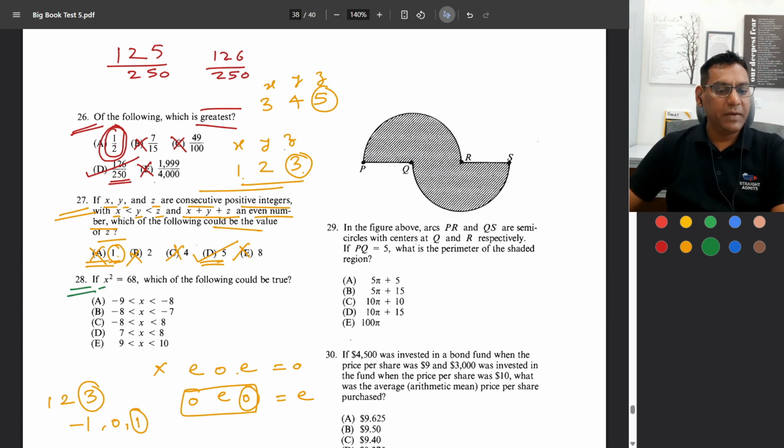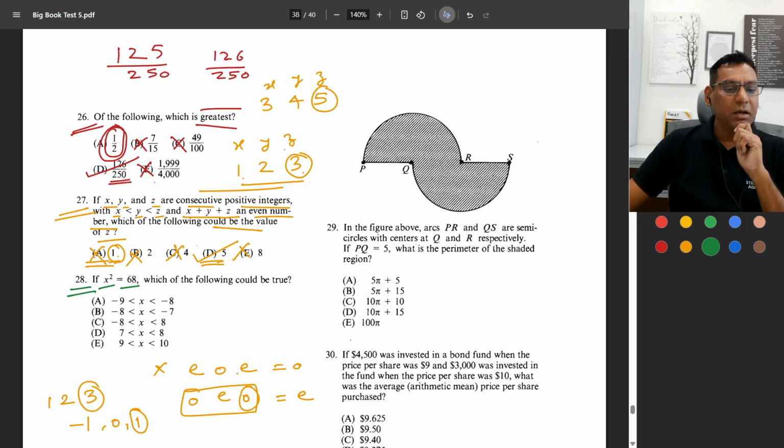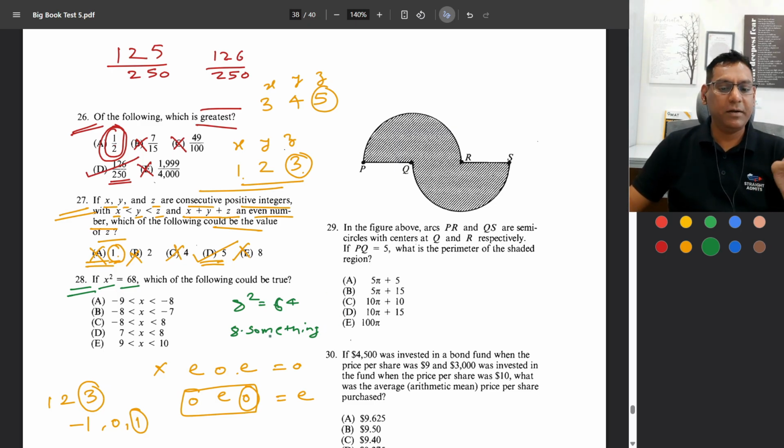Question 28. If x square is equal to 68, what can I say? 8 square is 64, right? So it will have to be 8 point something. 9 square is 81, so it has to lie between 8 and 9. But it could be positive or it could also be negative. So let's say it is something like 8.1 positive or minus 8.1.